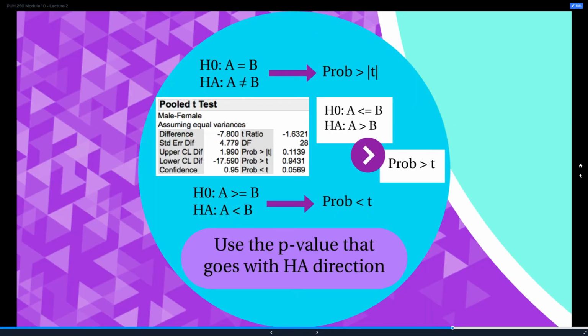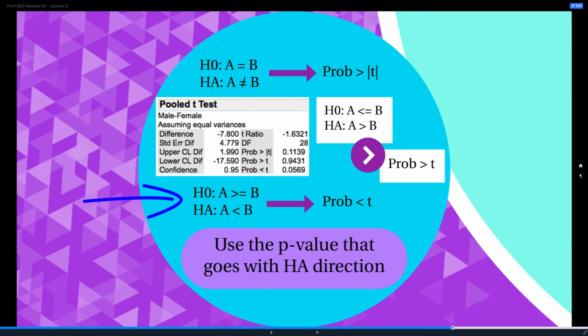So there are three sets of hypotheses that we've looked at. The top set, A equal to B, A not equal to B, that's the probability of the absolute t. That's what we saw before in our prior video, the probability of absolute t. Then we have two options for one-sided tests. We have A less than or equal to B versus A greater than B. And you want to look at prob greater than t. Or A greater than or equal to B versus A less than B. And in this case, you want to look at prob less than t.